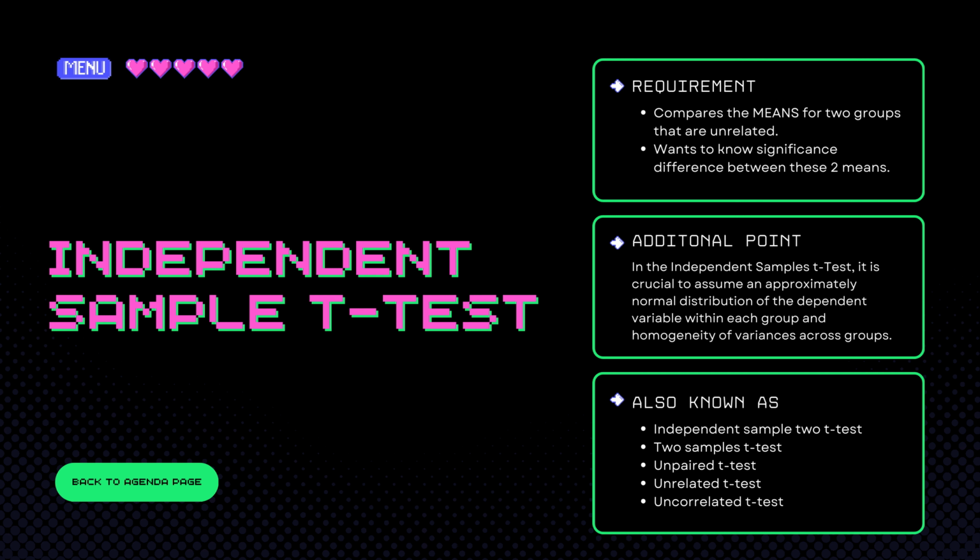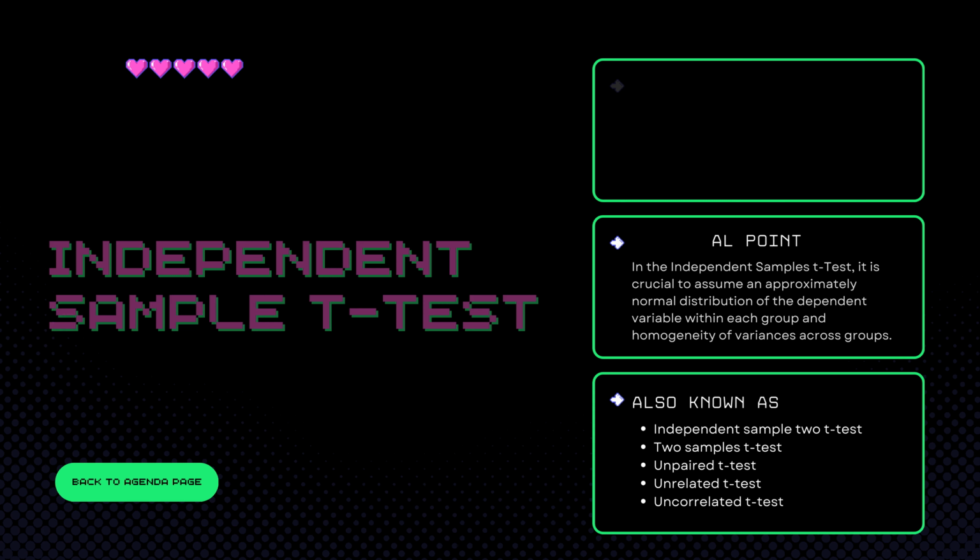In the independent samples t-test, it is crucial to assume an approximately normal distribution of the dependent variable within each group and homogeneity of variances across groups. Independent t-tests are also known as independent 2-sample t-test, 2-samples t-test, unpaired t-test, unrelated t-test, and uncorrelated t-test.